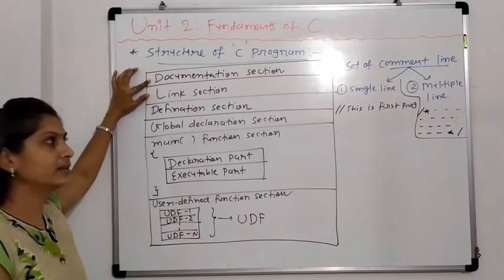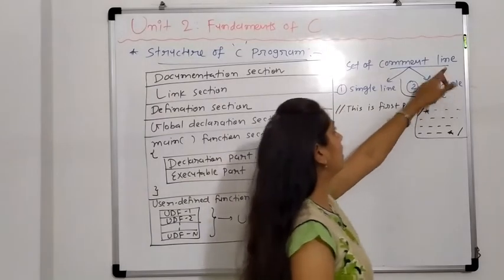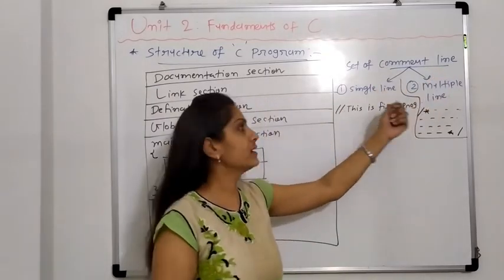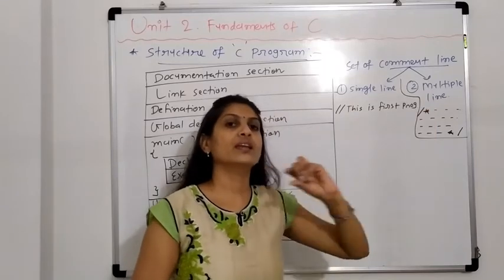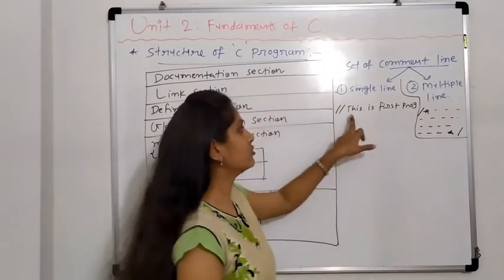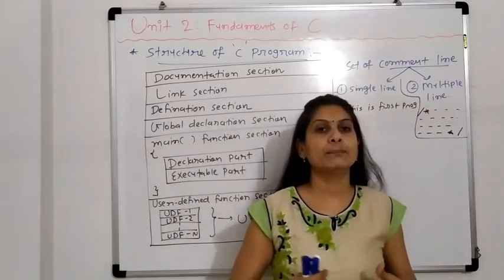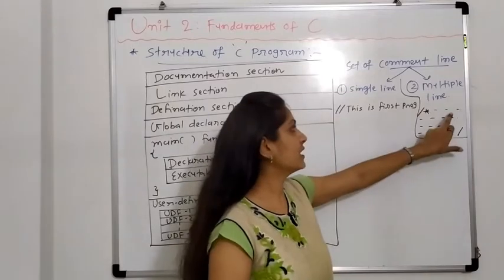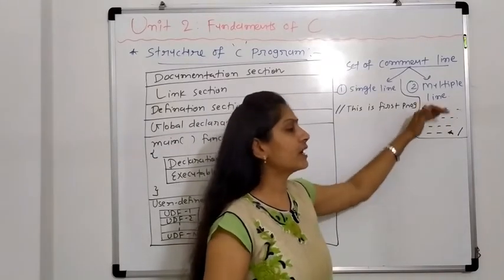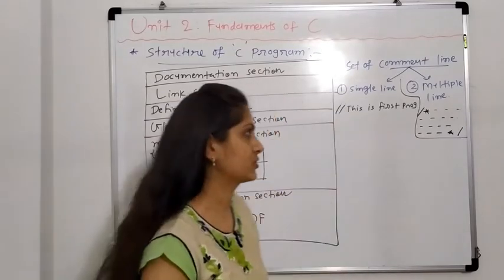How is it written? This is implemented with a comment line, two kinds of comment, single and multiple. If you are writing in one statement only, then choose this option, double slash. And if you want multiple lines for a documentation section, then choose this category, slash star, write down all, and then end with star and slash.